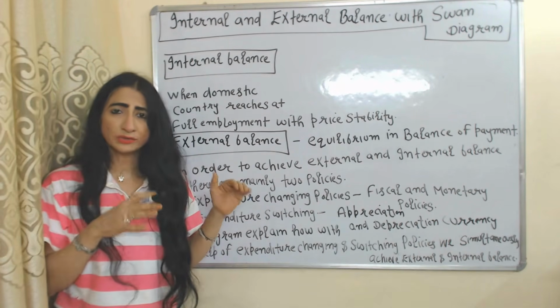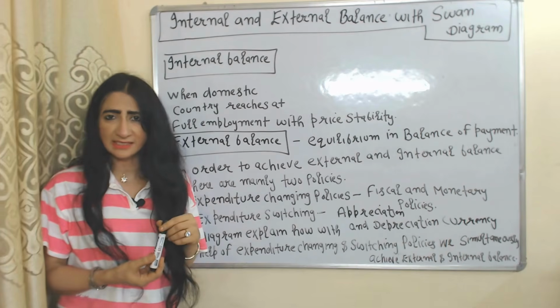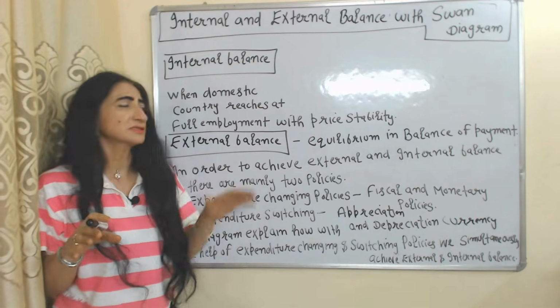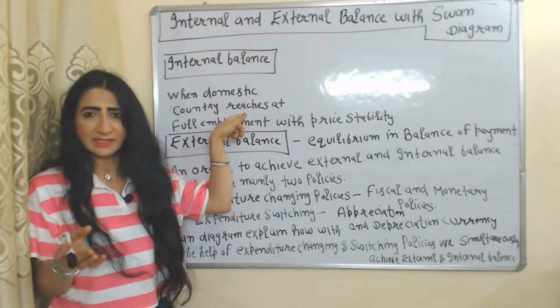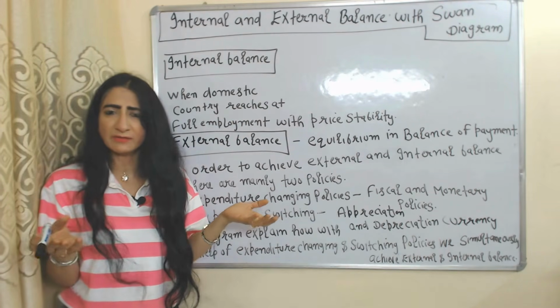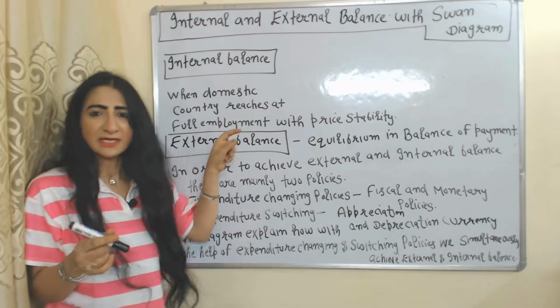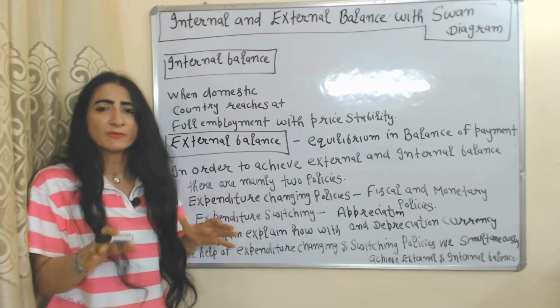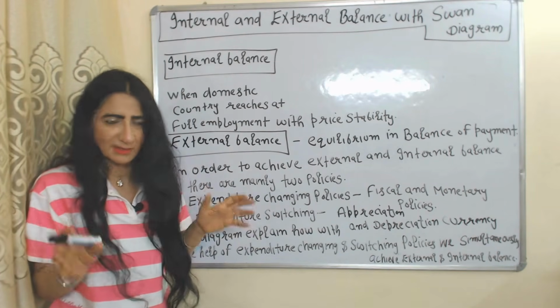Today we are going to talk about internal and external balance with Swan diagram. Internal balance means when our domestic country has achieved full employment with price stability.